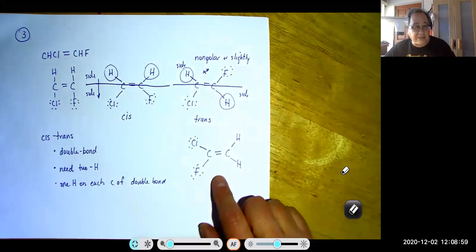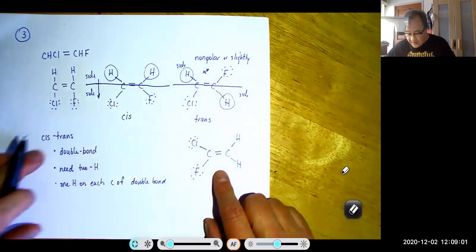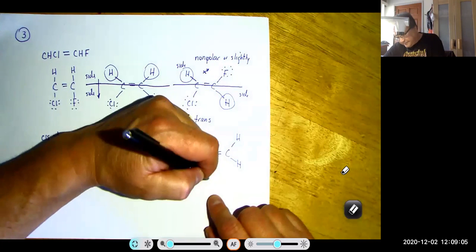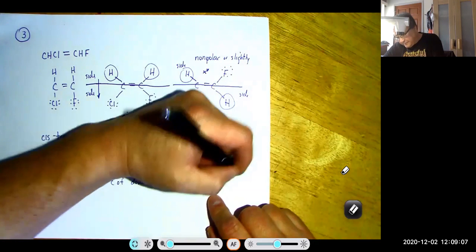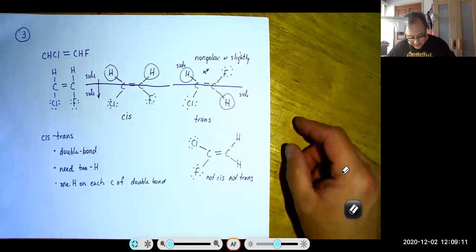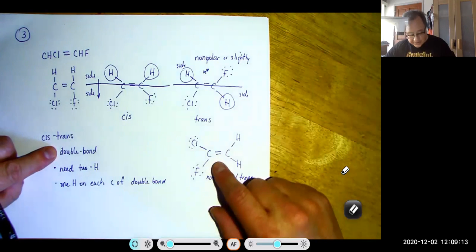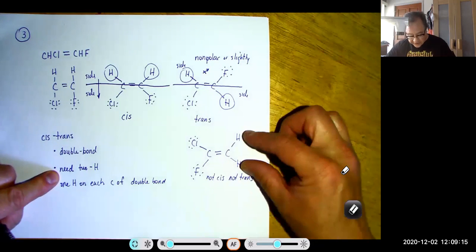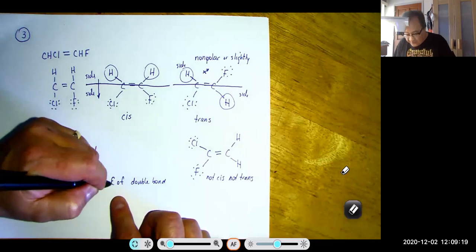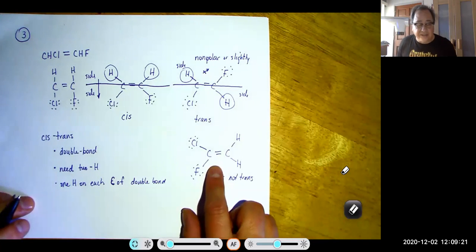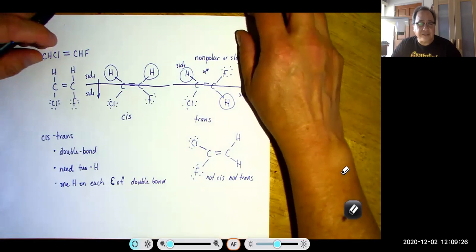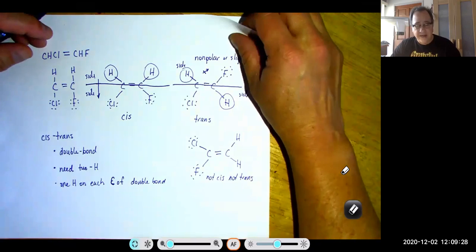So this molecule has the same formula as the ones above, but it's not a cis and not a trans. So let's find out why. Does it have a double bond? Yes, it does. Does it have 2 hydrogens? Yes, it does. Does it have 1 hydrogen on each carbon of the double bond? It does not. So it fails test number 3. So that's how you tell if something is cis or trans.